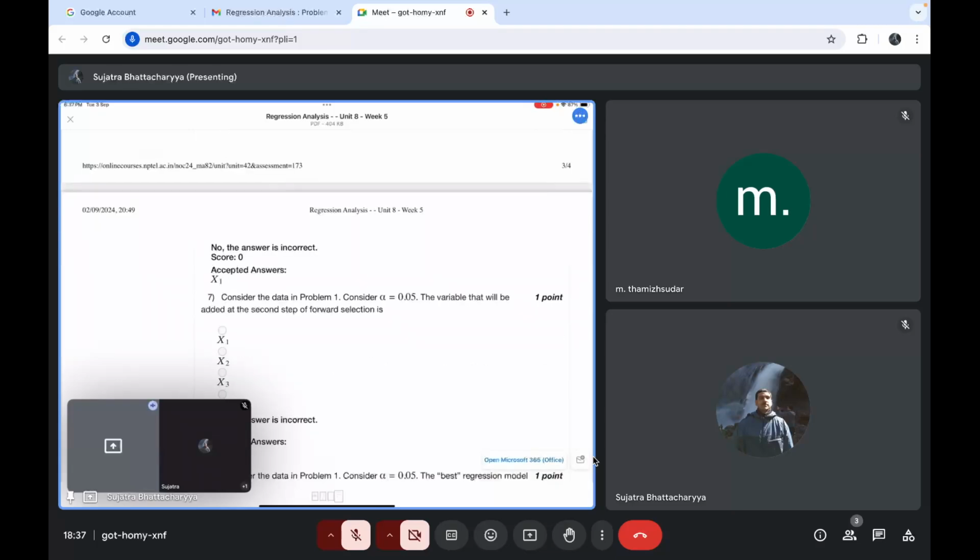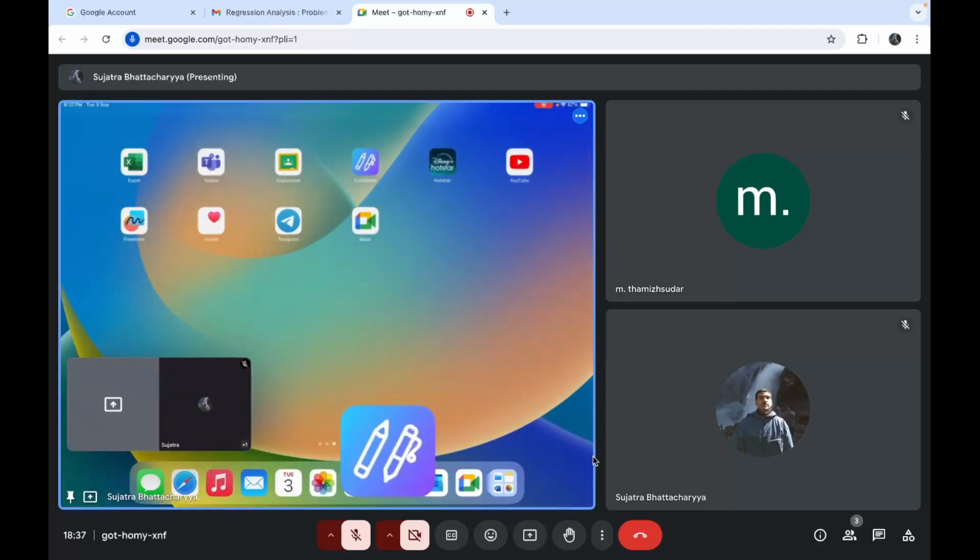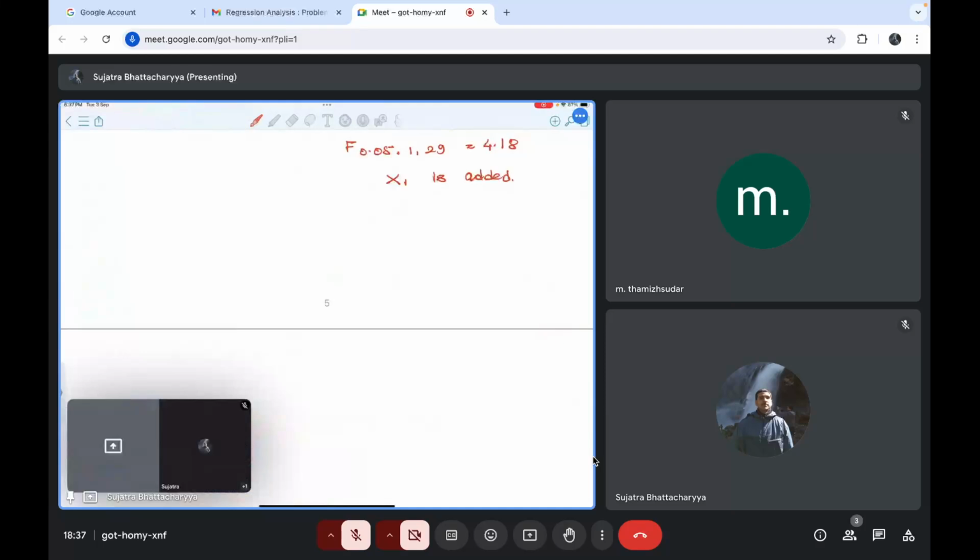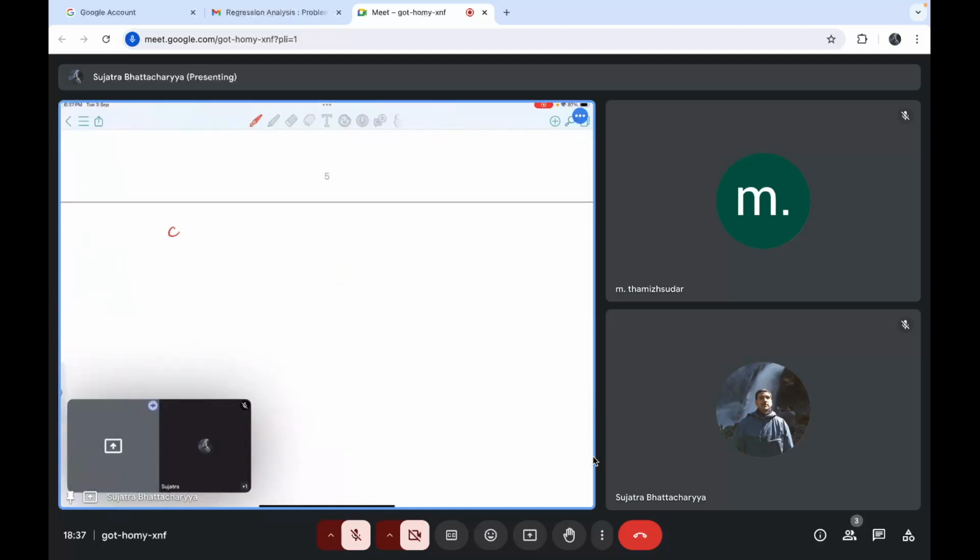Next is the second step. Okay, let's go ahead to the second step. Question number 7. Okay, so second step is same. So now we have, instead of beta naught plus epsilon, we have this.